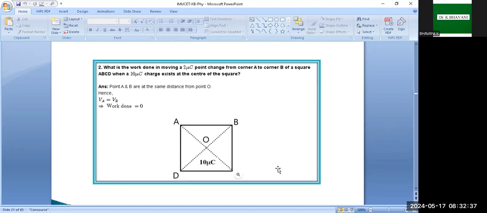And next, also a graphical representation numerical. What is the work done in moving a point charge from one corner A to another corner B of a square? So guys, this is a square ABCD, and a 10 μC charge exists at the center. So we know VA is equal to VB, so the work done is equal to 0 since it is a square shape.